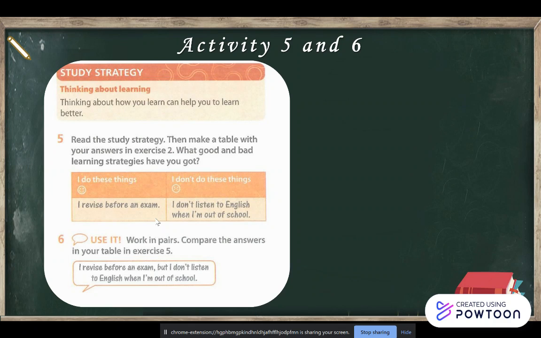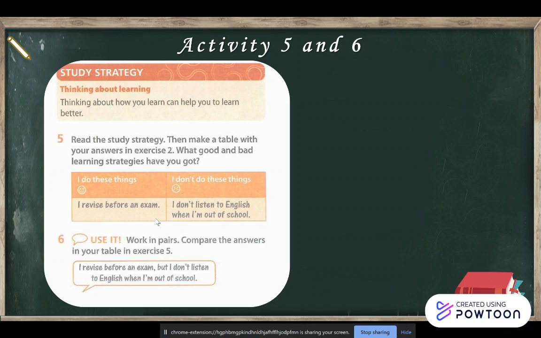For the next activity, you need to work in pairs and you have to compare the answers in your table in exercise 5. Which means that in activity 5, you have to write more answers, you have to come up with more answers. And where did you get these answers from? From activity 2, which we will be doing in the class. If you are doing it in the class, then you will be able to do that. So, you have to come up with your own answers here if you are just watching the video.